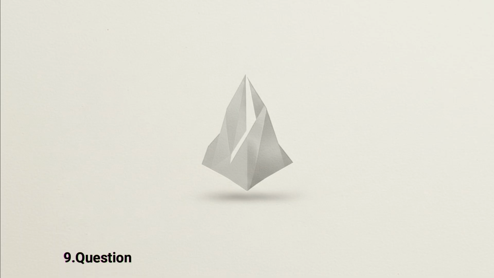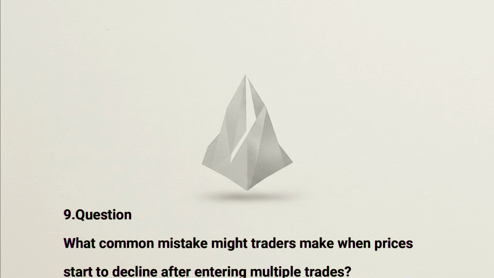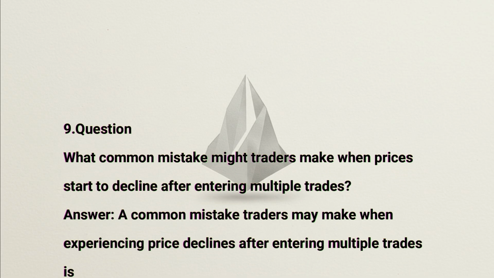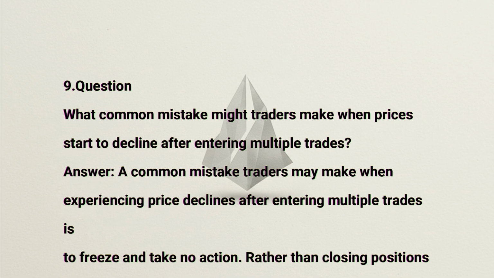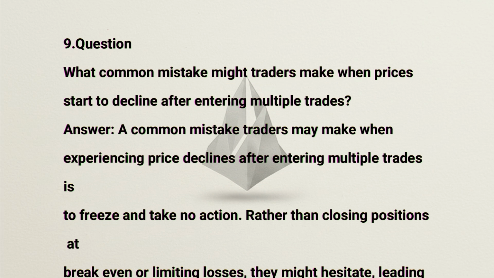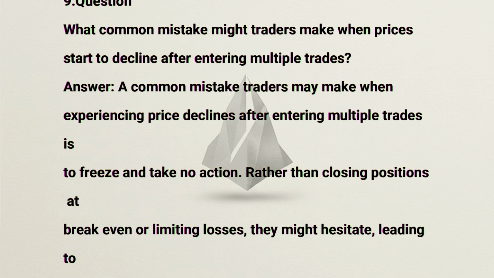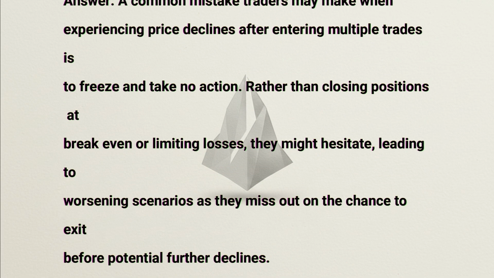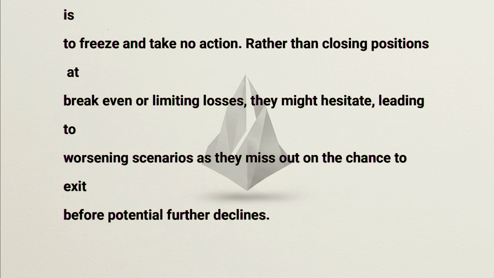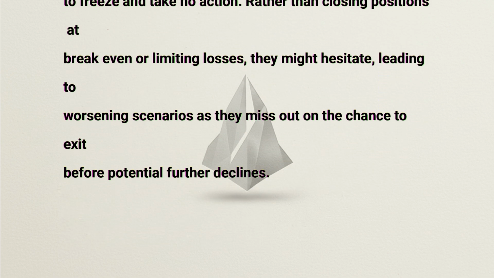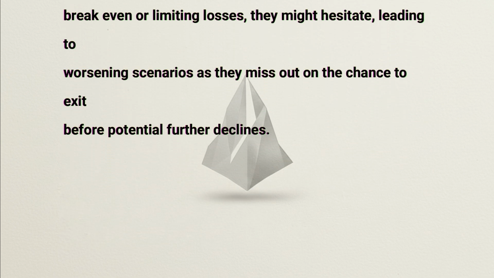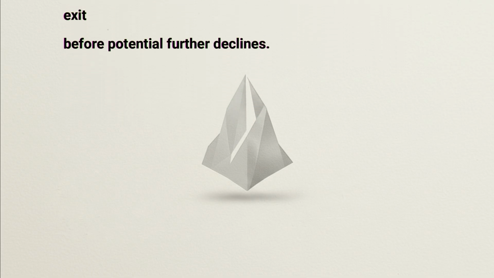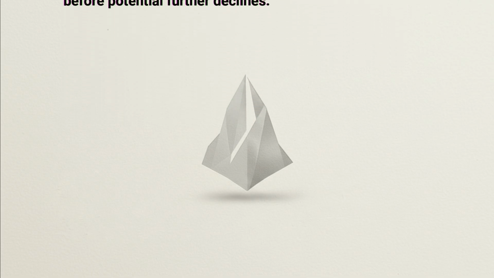9. Question: what common mistake might traders make when prices start to decline after entering multiple trades? Answer: a common mistake traders may make when experiencing price declines after entering multiple trades is to freeze and take no action. Rather than closing positions at break-even or limiting losses, they might hesitate, leading to worsening scenarios as they miss out on the chance to exit before potential further declines.